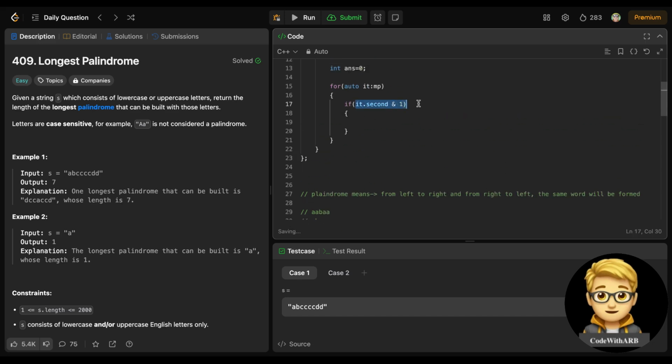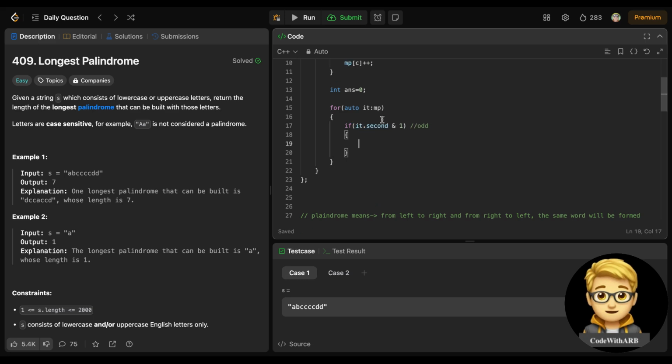So for checking an odd number, you can either write this, or you can write this modulus 2 equals to 1. Or you can write it simply like this. So if this is an odd number, what we need to take? We leave out one occurrence of that character, and the rest of the characters we will take. So I will just take its second minus 1. I will leave out one character and store all the answers. Else I will just take all the occurrences.